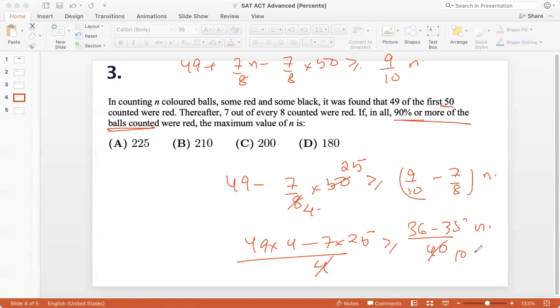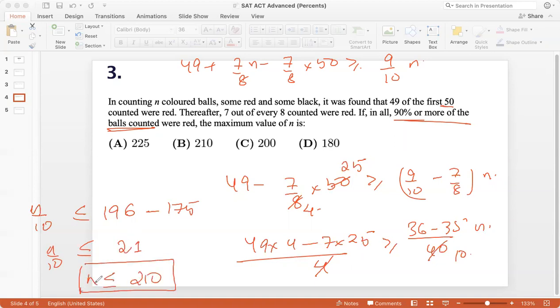So I can write this as n by 10 is less than or equal to 4 into 4 nines are 36, carry 3, 19 minus 175. So n by 10 is less than or equal to 21. So n is less than or equal to 210. So the maximum value of n is 210, option B.